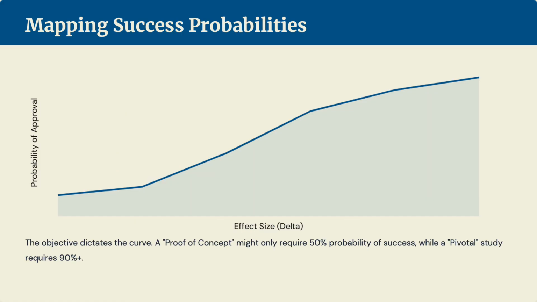Visualization can help the team understand the stakes. This chart shows how the effect size drives the probability of success. A proof of concept study might accept a low probability of success because it's a smaller risk, but a pivotal phase 3 study needs a much higher confidence level. The objective determines where you sit on this curve.